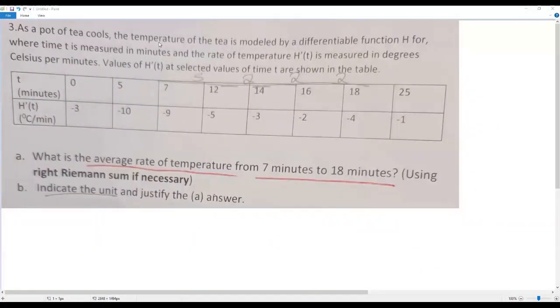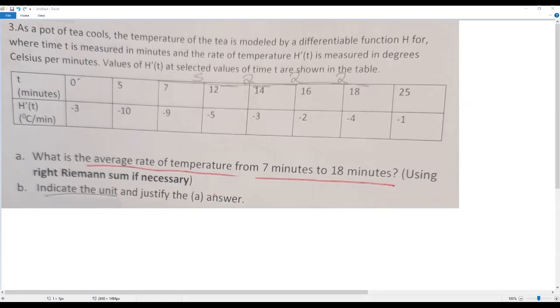Here we have an AP Calculus AB problem. Okay, let's go with the information. As a pot of tea cools, the temperature of the tea is modeled by a differentiable function h, where time t is measured in minutes and the rate of temperature h prime of t is measured in degrees Celsius per minute. Values of h prime of t at selected values of time t are shown in the table.